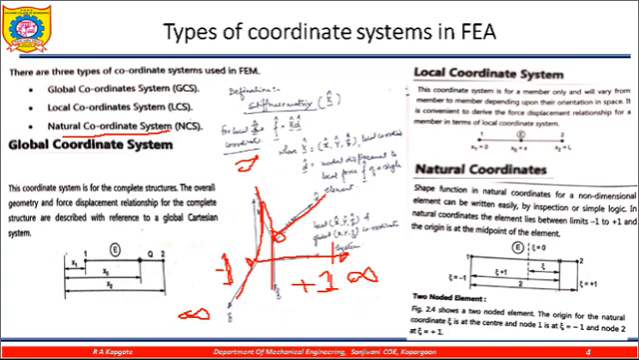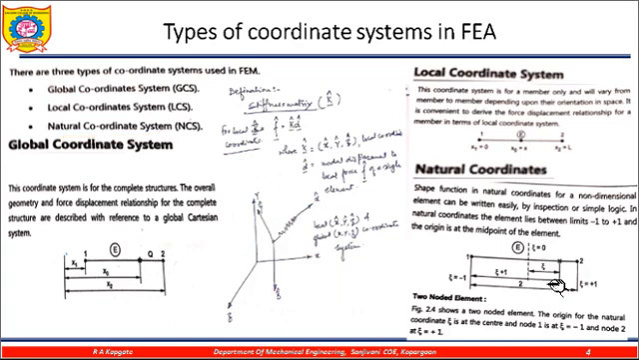Now these are very important for every problem. If we have taken the dimension along with the natural coordinate system, and if you want to measure this local point on the global parameter, then there is a need for transformation. So we need to transform this local point P to a global point.